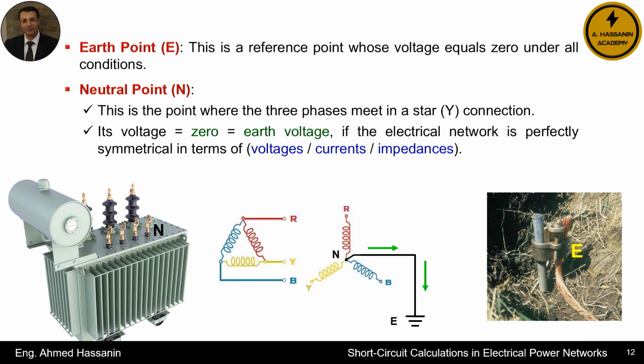I previously explained the difference between the neutral point and the ground point. The ground point is defined as a reference point with a voltage of 0 under all conditions. On the other hand, the neutral point is where the three phases meet in a star Y connection. Its voltage is 0, equal to the ground potential, if the electrical network is perfectly balanced in terms of voltages, currents, and impedances across all three phases. However, if the system loses its symmetry, such as in the case of a ground fault, the neutral point acquires a voltage relative to the ground.